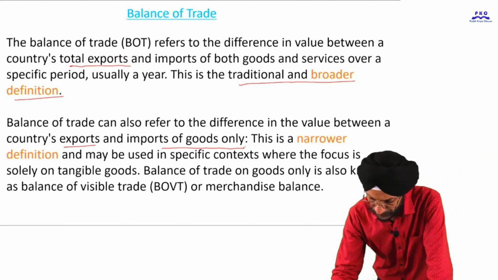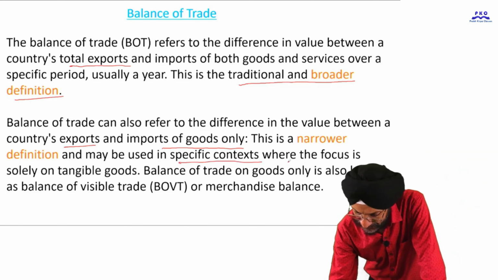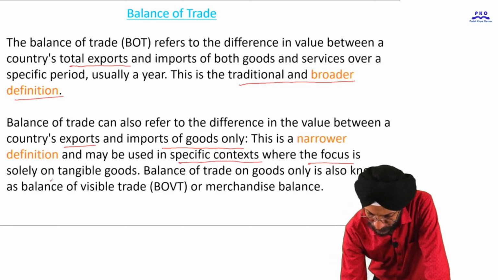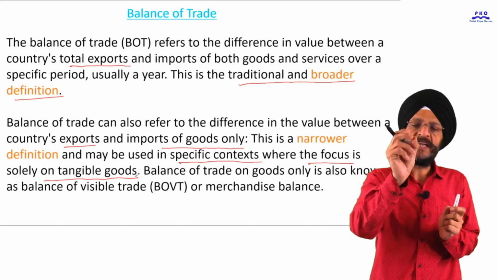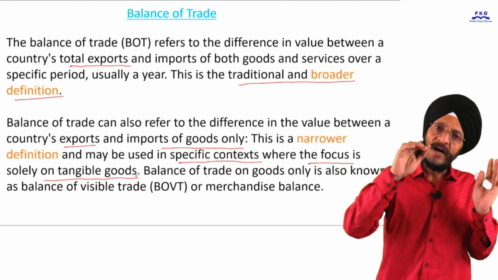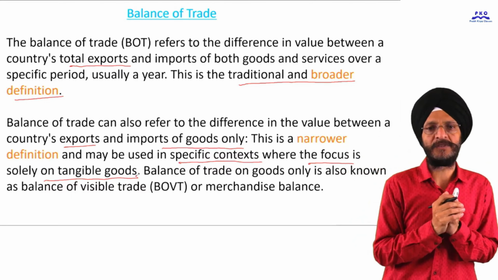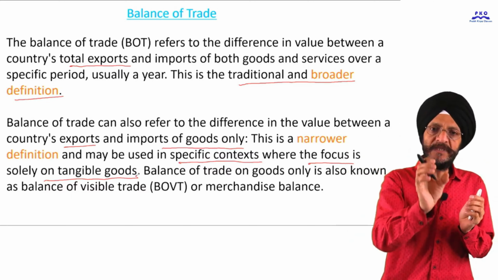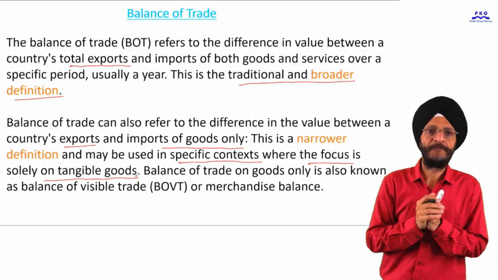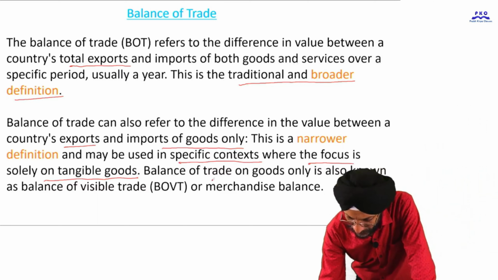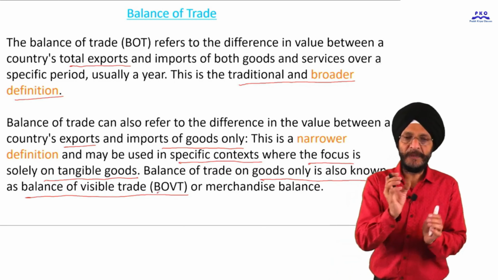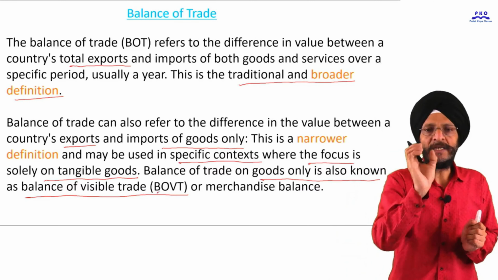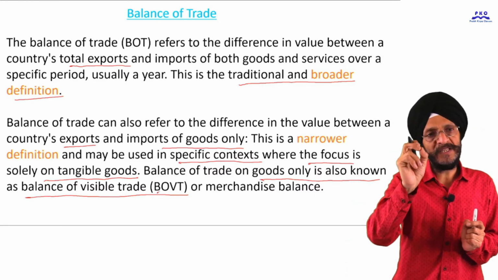The narrower definition may be used in specific contexts where our focus is only on tangible goods. Tangible goods means the goods which can be seen, touched. Goods are also known as visible items. That is, they can be seen, touched, and measured. Balance of trade on goods is also known as balance of visible trade. Visible means all those items which can be seen, touched, or measured.